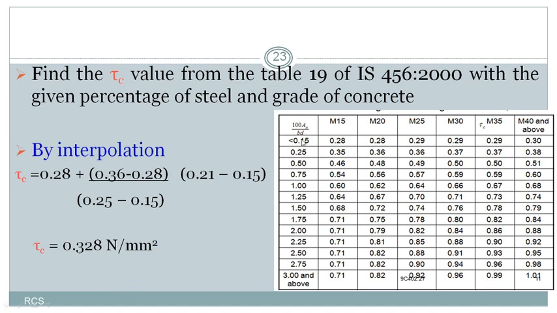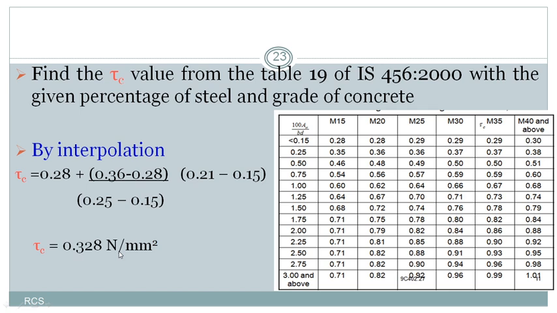Here we have the values for 0.15 and 0.25. We don't have a direct value for 0.17. If we interpolate like this, the tau C value will be obtained. Tau C equals 0.28 plus (0.36 minus 0.28) divided by (0.25 minus 0.15), multiplied by (0.17 minus 0.15). After calculating this, we will get tau C equal to 0.328 Newton per mm square.